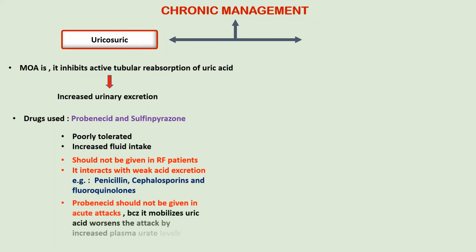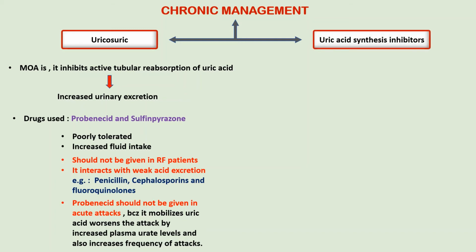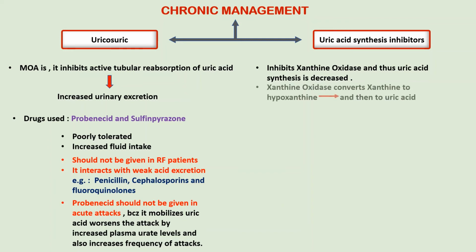And again, probenecid should not be given during an acute attack of gout, because it mobilizes uric acid from tophaceous deposits to blood, and thus it will worsen the attack by increasing the plasma urate level, and it may also increase the number of acute attacks. Let's now see the second category of drugs, that is the uric acid synthesis inhibitors. These drugs work by inhibiting the enzyme xanthine oxidase. This enzyme converts hypoxanthine to xanthine and then to uric acid.